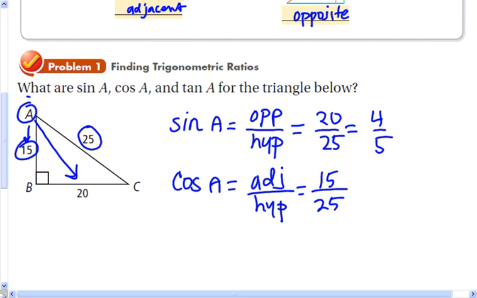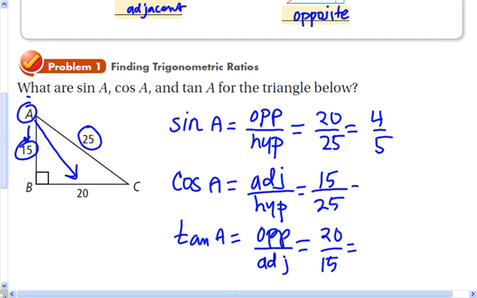And then the last one is the tangent of A. The tangent of A is the side opposite A divided by the side adjacent to A. And with respect to A, the side opposite is 20. The side adjacent is 15. And then we just want to simplify those. That would be 3/5 for the cosine, and this would be 20 divided by 5 is 4, 15 divided by 5 is 3. So those are the ratios.